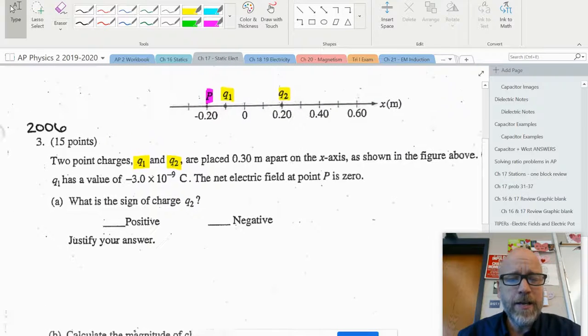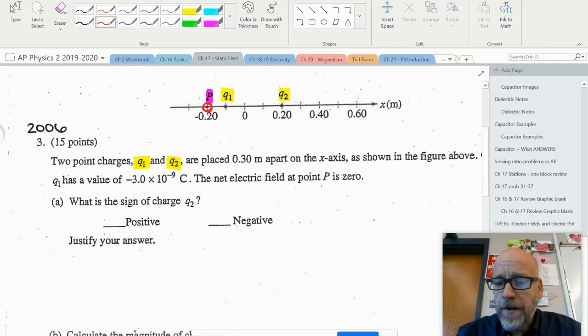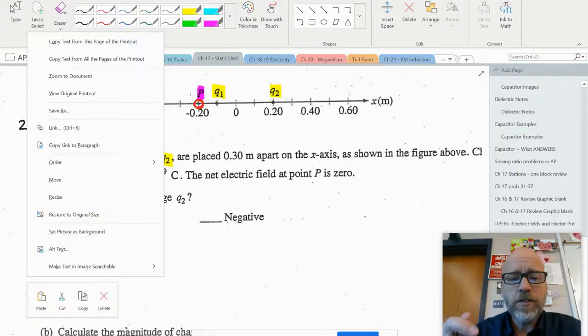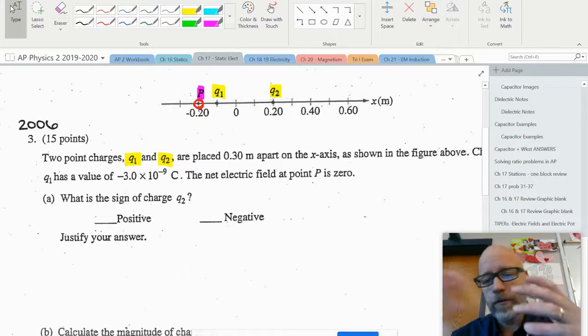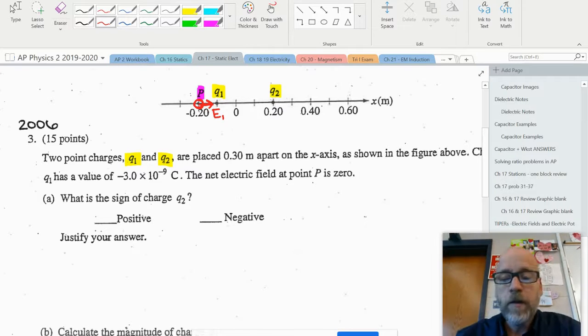So it says that the electric field at point P right here is 0. Now, charge 1 is a negative charge. So what direction would the field line point at point P relative to the first charge? It's going to point to the right. I would label that E from charge 1. Field lines point towards the negative charge.